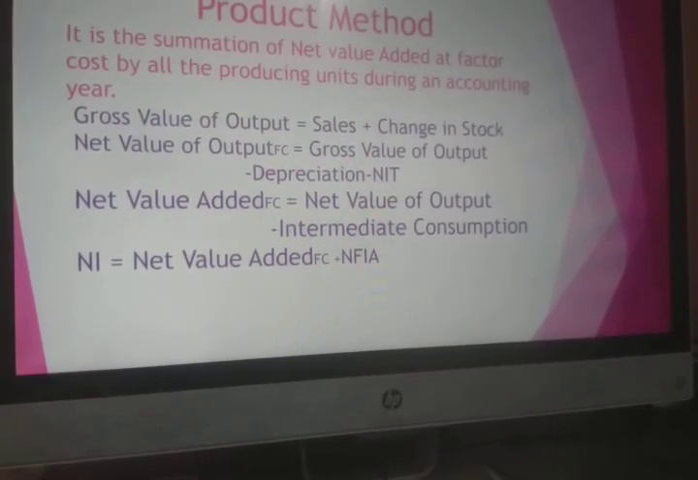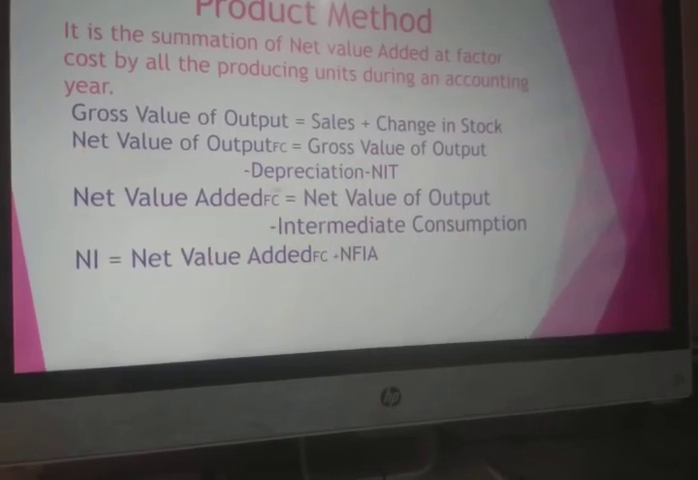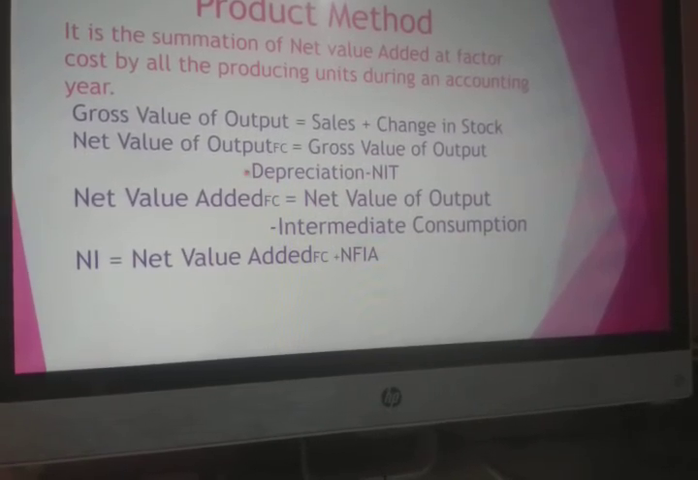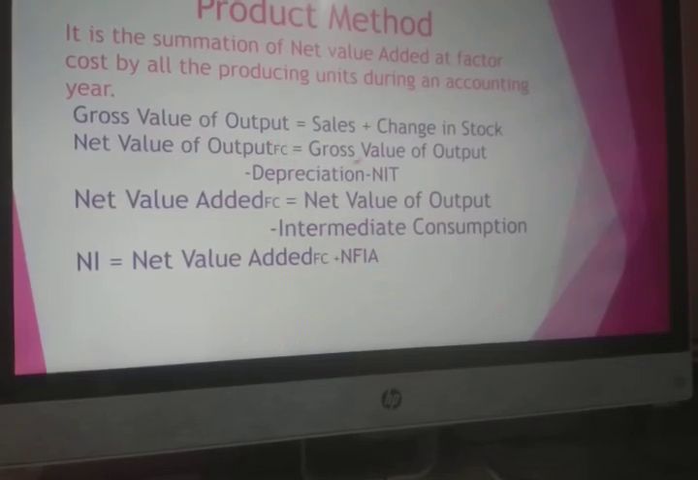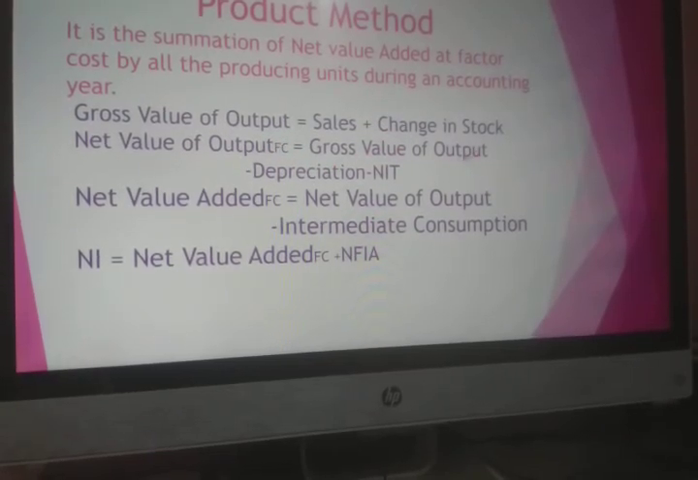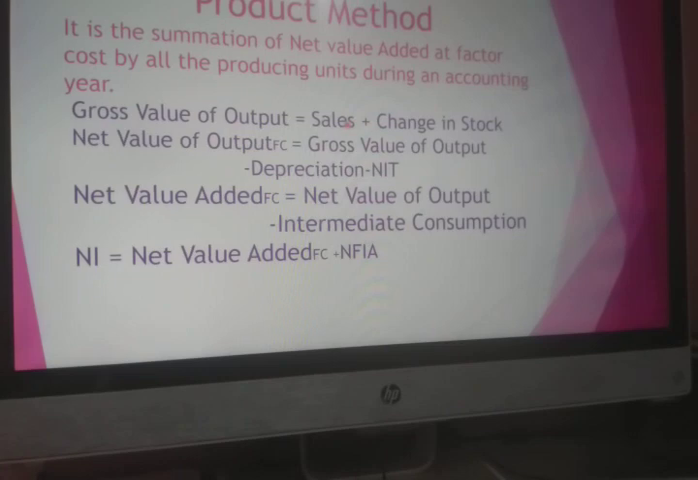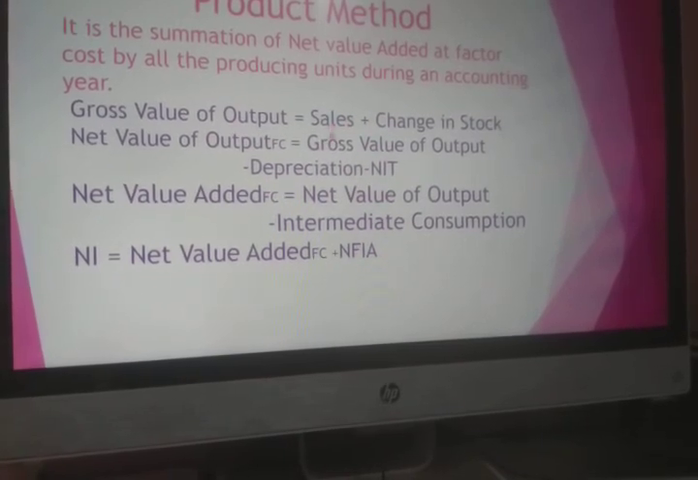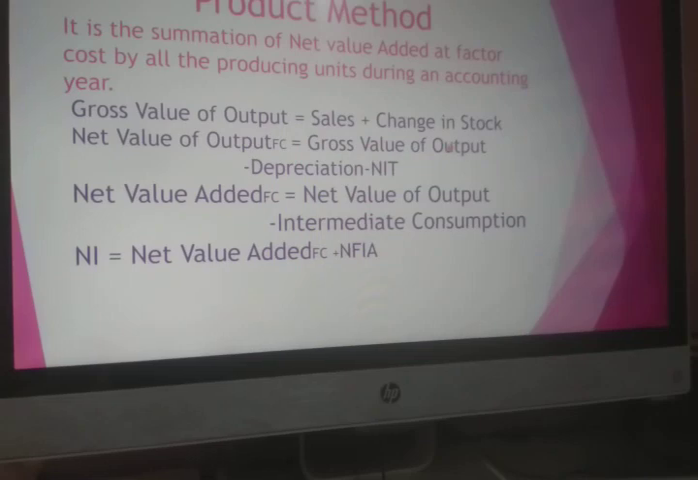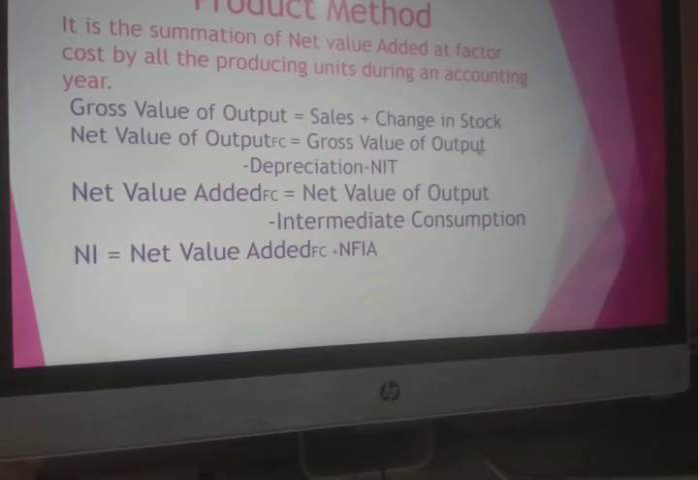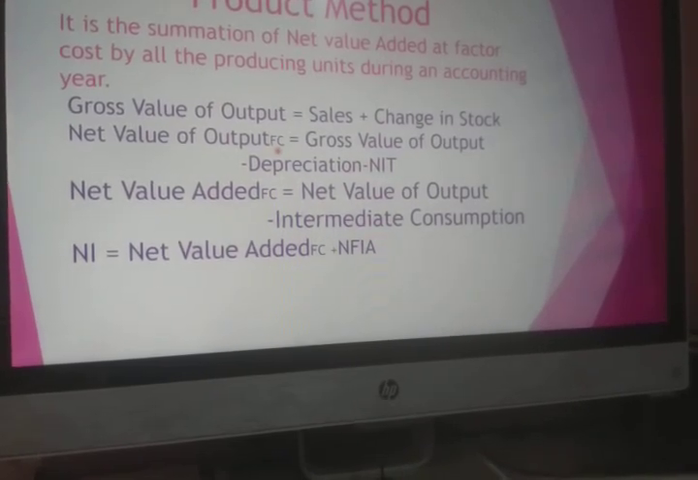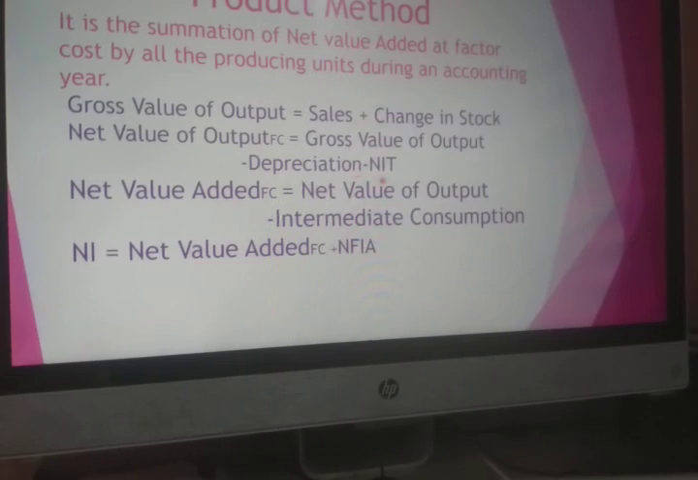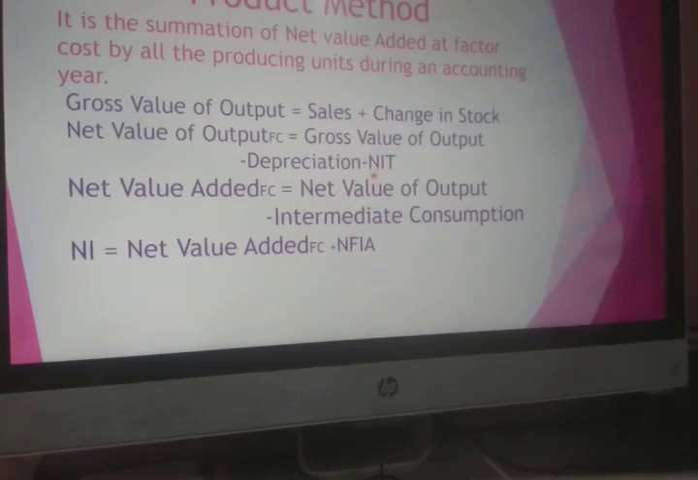So to arrive at net from gross, we have to deduct depreciation. And here this is the factor cost concept. And when you talk about gross value of output, this is a market price concept. That means the sales are made in the market at the prices prevailing in the market. Always remember, the gross value of output is at market price. So from market price, we have to arrive at factor cost. For that, we have to deduct NIT. And what is NIT? NIT is indirect taxes minus subsidies.